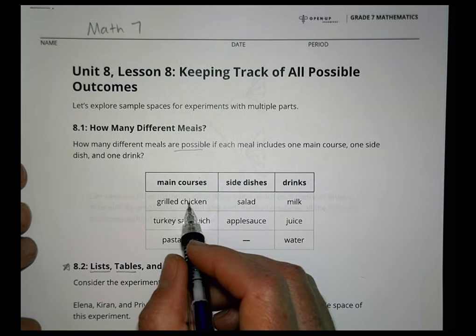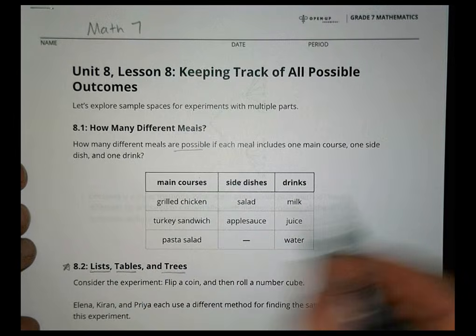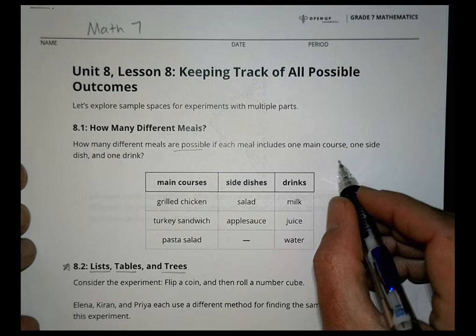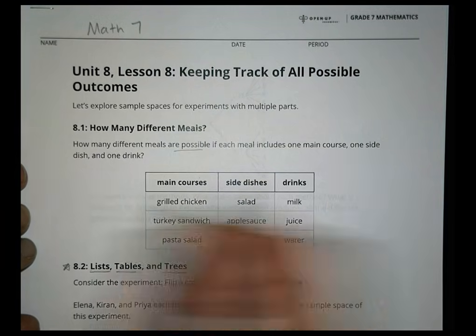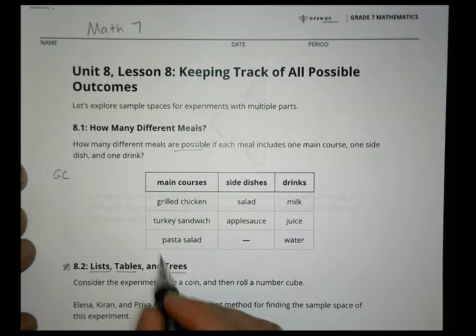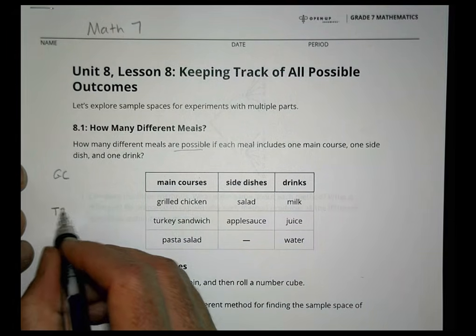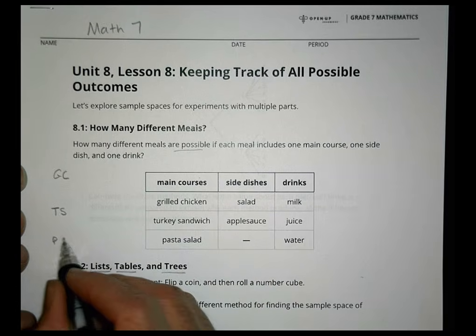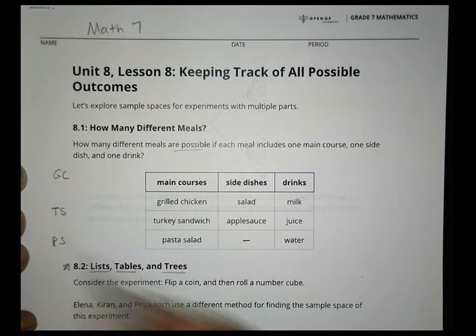One thing I see is you have, for example, grilled chicken. I'll write that as GC, right here. Awesome. We also have a turkey sandwich, so I'm going to write turkey sandwich. And I have a pasta salad. Those are my main choices.